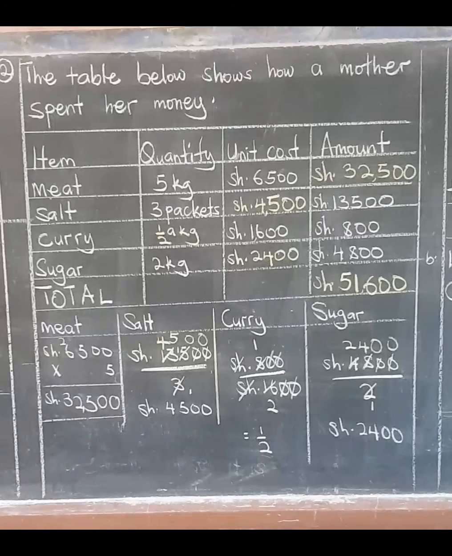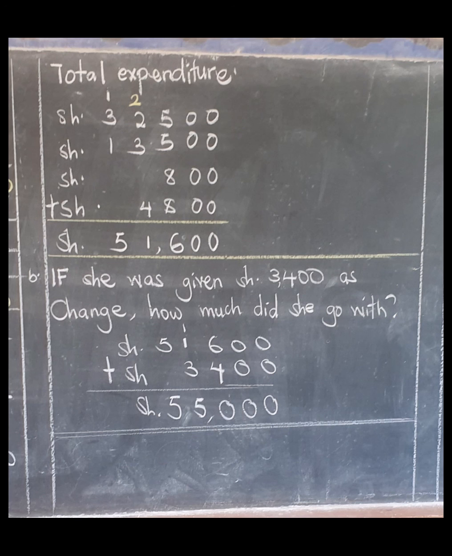After that, we shall find the total expenditure. Children, where do we get the total? By adding the money under the column of amount. We add only that money under the amount because it's the money that was spent on buying those items shown in the bill table. When we add, after arranging the numbers properly using the place values, our answer will be 51,600 shillings.